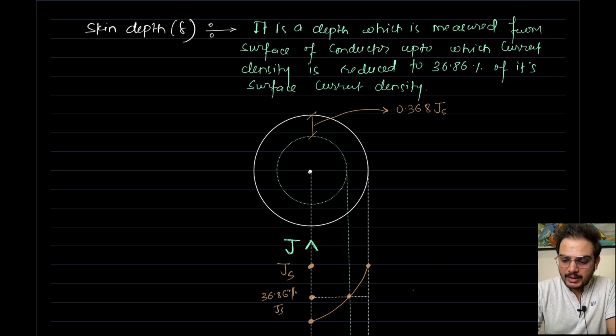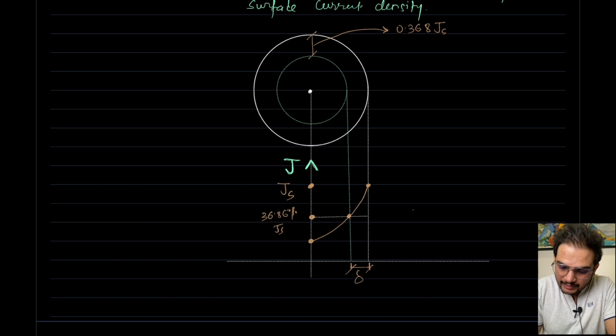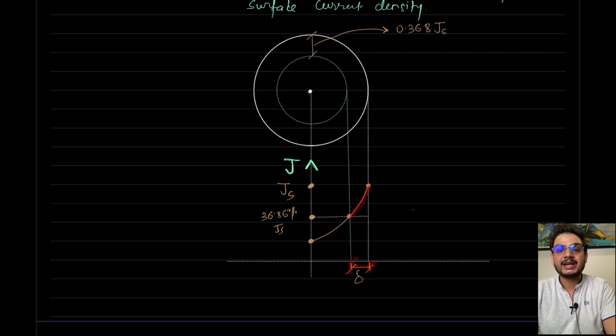Okay, and we have a formula for the skin depth, and here I have also shown the current density variation from the skin depth point of view. At the surface, my current density is maximum. As we move towards the center from the surface, my current density is decreasing. At the moment my current density becomes 36.6% of my surface current density, this region is called the skin depth region.